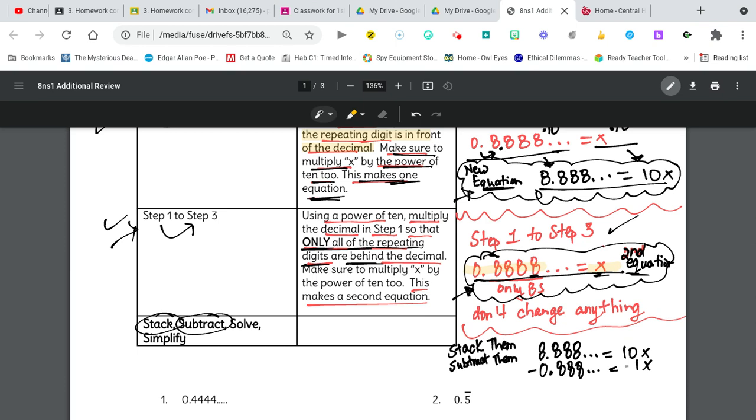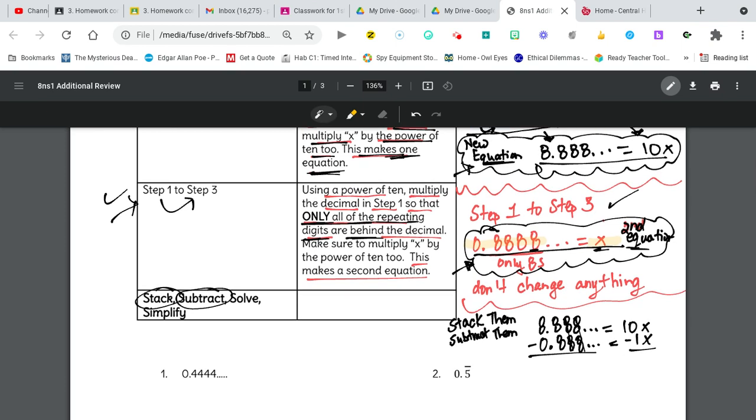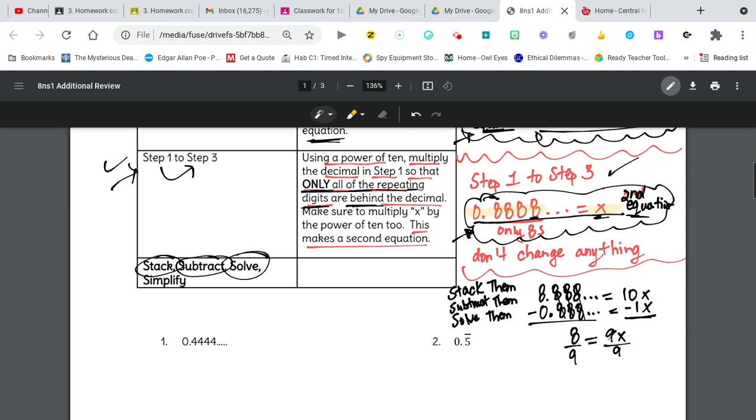I'm going to subtract here and here. So on this side, 8 minus 8 is 0, 8 minus 8 is 0, 8 minus 8 is 0, and 8 minus 0 is 8. On this side, 10x's minus 1x's is 9x's. And then it says solve them. So I'm going to divide to get x by itself to solve. These cancel, so 8/9 is equal to x.